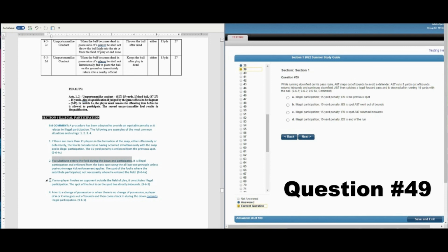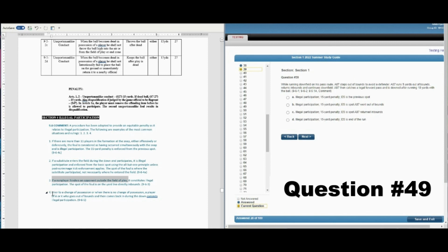Okay. If a non-player hinders an opponent outside the field of play, I don't really know. I can't give you an example of that. I guess if one of the players that's not on the field somehow tripped or held or whatever a player on the field, we'd have illegal participation. But I've never seen it happen.